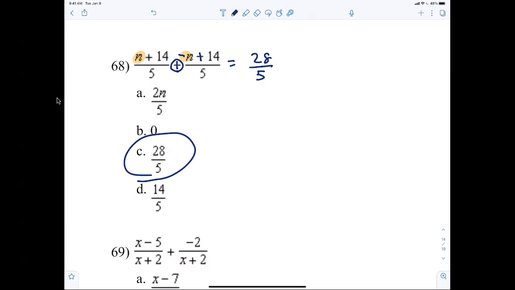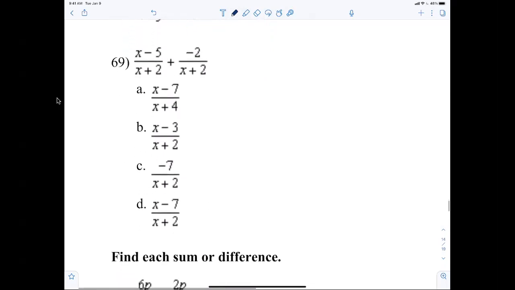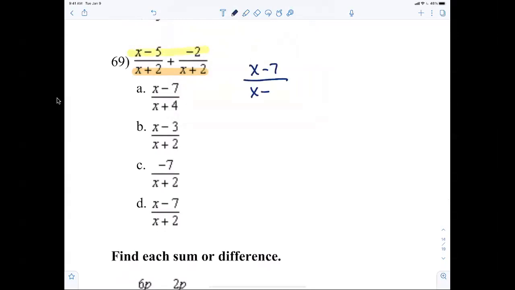Everybody good with that? Do we already have a common denominator? X minus 7 over... Right. So because we already have a common denominator, all we have to do is combine terms. So that just becomes x minus 7 over x plus 2.